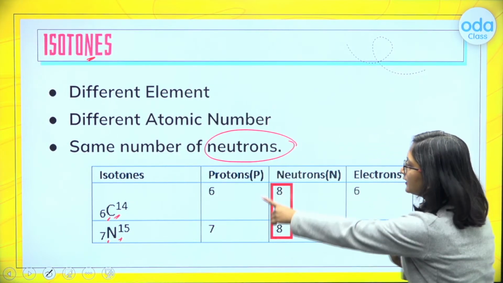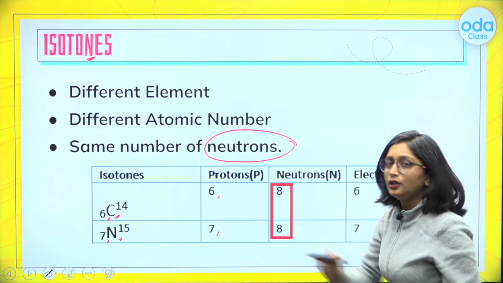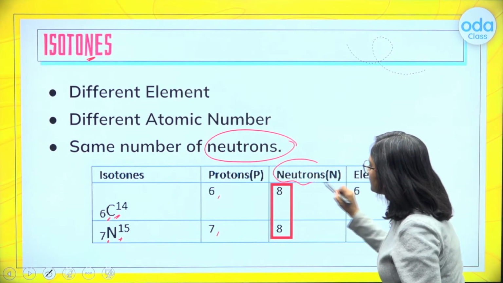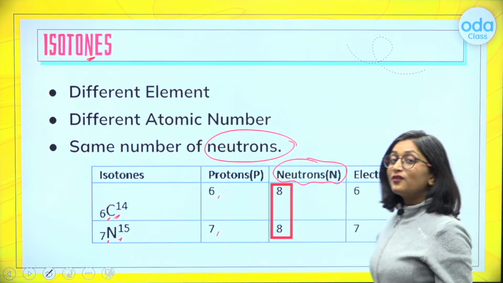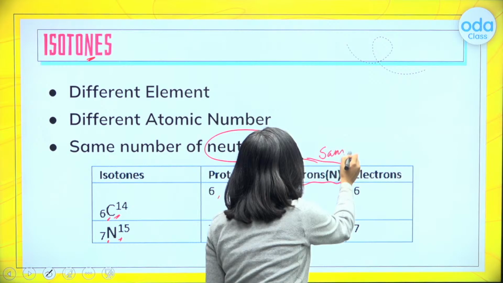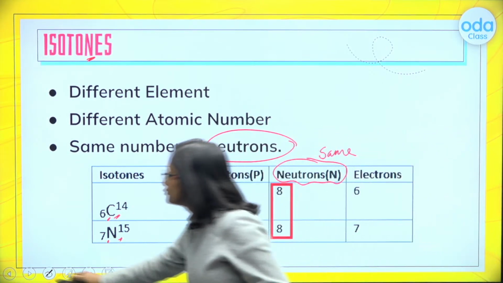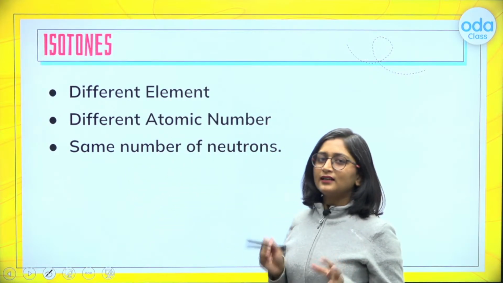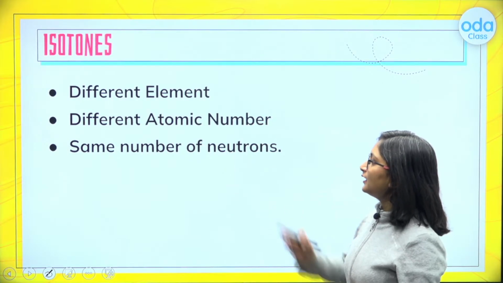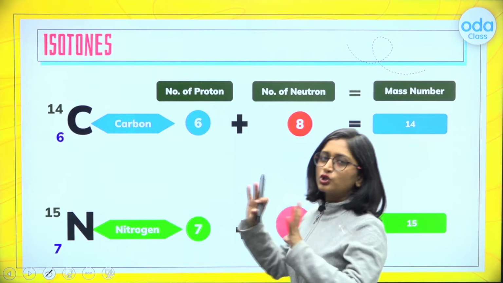Now, you see that the number of protons is 6 for carbon, different from the 7 protons of nitrogen. Now, what about the neutrons? We find that the neutrons are the same. So when the number of neutrons is the same, that particular set of atoms is known as isotones. So different element, different atomic number, and the same number of neutrons goes with the concept of the isotone.